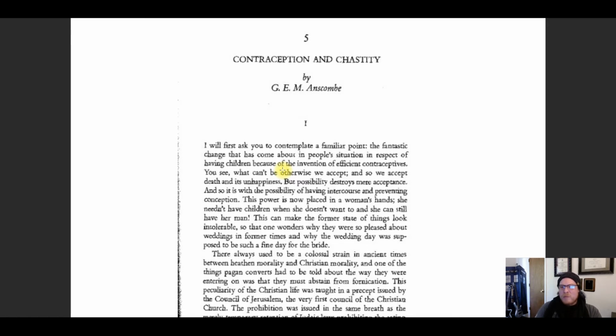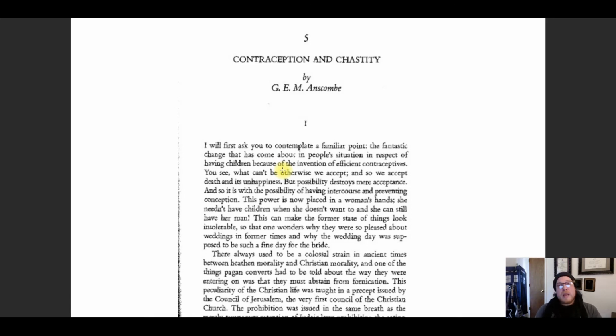"This power is now placed in a woman's hands. She needn't have children when she doesn't want to, and she can still have her man. This can make the former state of things look intolerable, so that one wonders why they were so pleased about weddings in former times, and why the wedding day was supposed to be such a fine day for the bride."